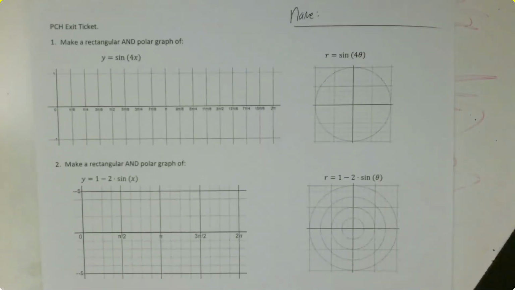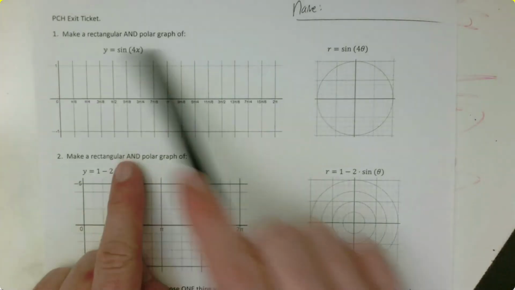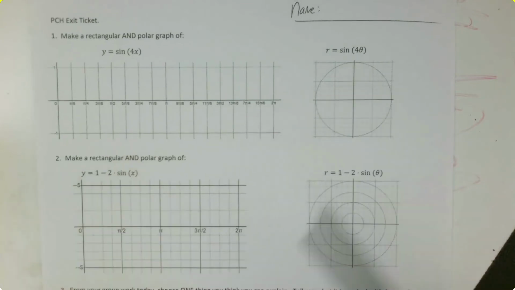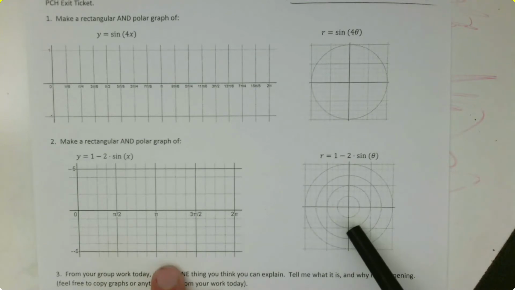All right, so last of all, before you put your devices away, here's the exit ticket. The sub will give it to you. I'd like you to do your best to sketch the rectangular graph of sine 4x and the polar graph of sine 4 theta. Rectangular graph, polar graph. Notice that you're going to try and do the one that wasn't the main problem your group was working on. But hopefully you'll be able to do it.